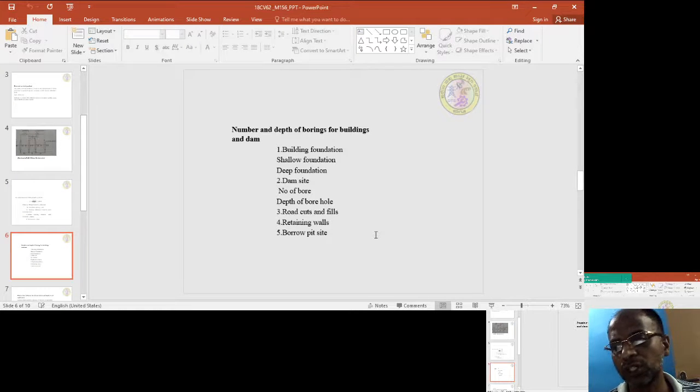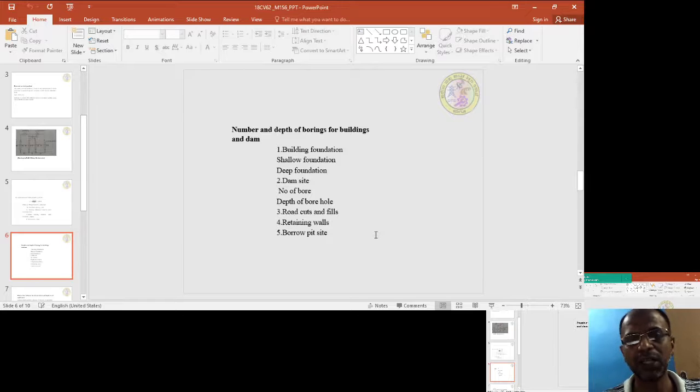Next, roads, cuts and fills. At straight stretch, every 5 meter interval, one borehole we have to do. At curved stretch, at every 30 meter interval or every 100 meter intervals we have to do one borehole. In case of depth, a minimum depth of borehole will be 1 meter below the existing ground level.